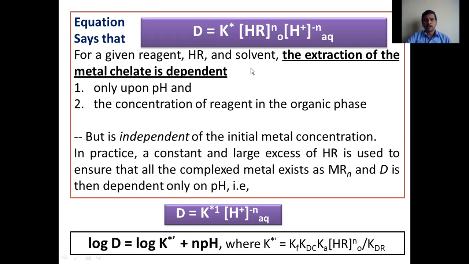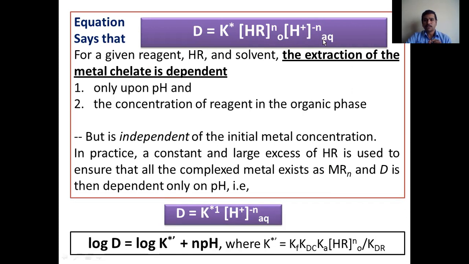HR. And the solvent. The extraction of the metal chelate in the form of MRn, we will use HR reagent in order to convert the metal into uncharged metal chelate. So the extraction of that metal chelate is dependent on the pH of the aqueous layer, because hydrogen ion concentration is involved in the aqueous layer. Hydrogen ion concentration has to be considered.